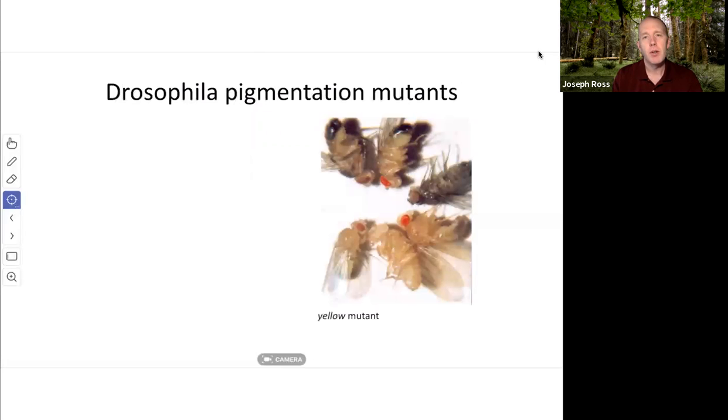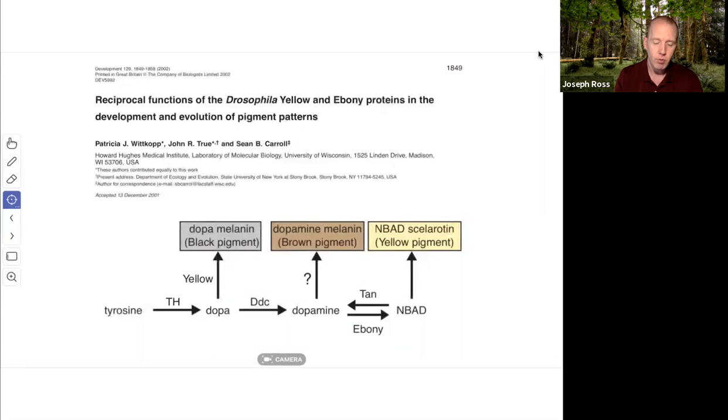So we need to know a little bit about the genes and the proteins and the pathways that allow pigmentation to be produced in Drosophila. In this case, we're going to be focusing on the yellow mutant, which is a mutant fly that doesn't produce the normal amount of black pigment, or melanin, that is present in wild type Drosophila flies. And thanks to a paper by many, but including this one by Trish Whitcop, John True, and Sean Carroll, we know a bit about the pathway that is important for producing pigments in flies.